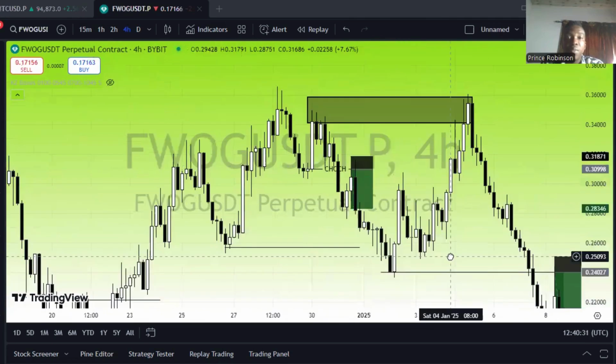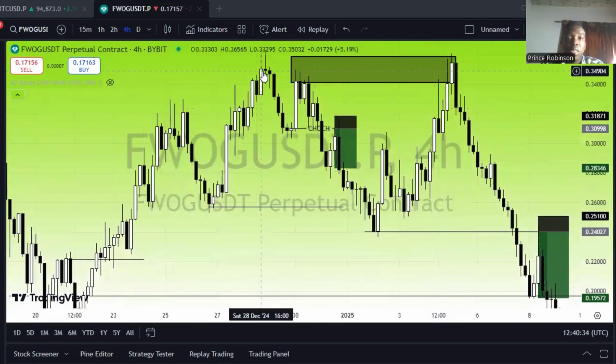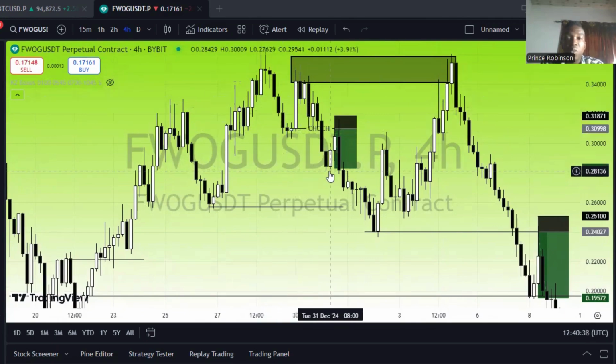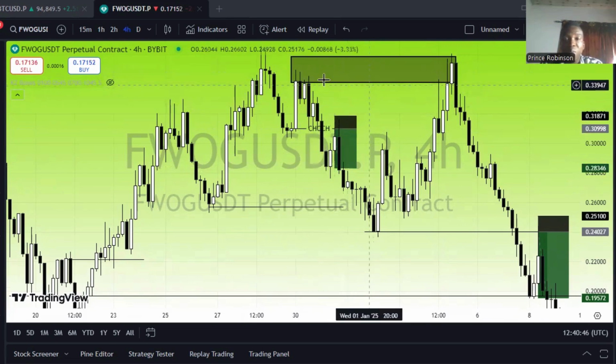The same thing occurs here. This is a support. Price comes down to take it out. All right. Living here, it is still fresh. Still very much fresh. It has not been mitigated.